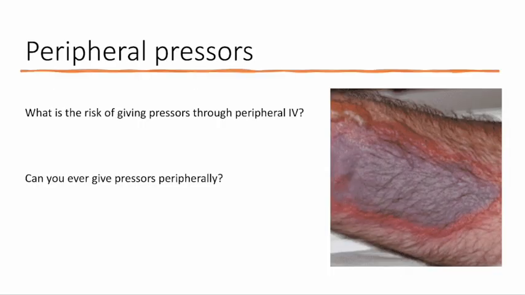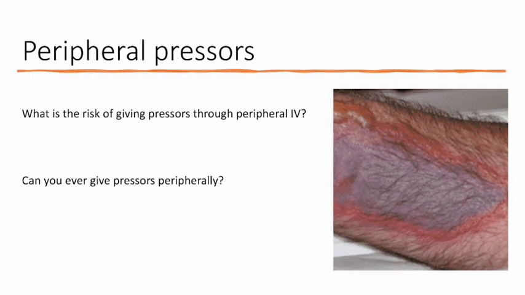Okay, so now let's talk some about vasoactive medications or pressors. Normally you see pressors given through a central line. So what's the risk of giving pressors peripherally? Yeah, so the risk is extravasation of the pressor.